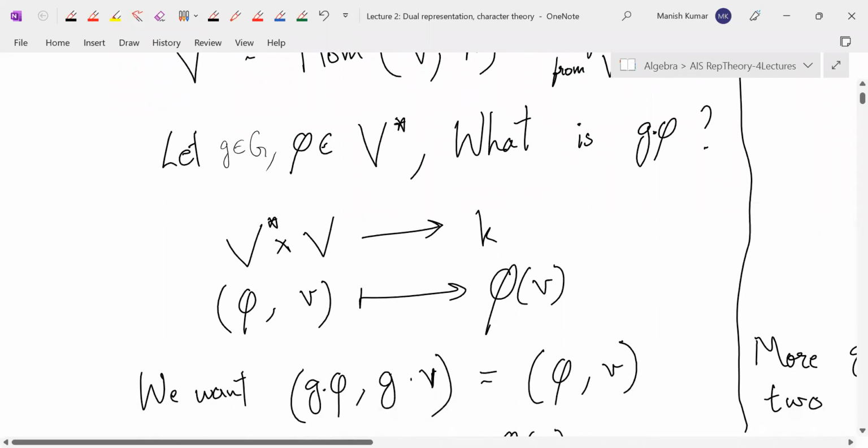So in other words, the definition of G dot phi should be such that the pairing G dot phi comma G dot V, where G dot phi is another element of V star and G dot V is another element of V, should be the same as phi comma V, the evaluation pairing. Okay, so this could be one guiding principle.